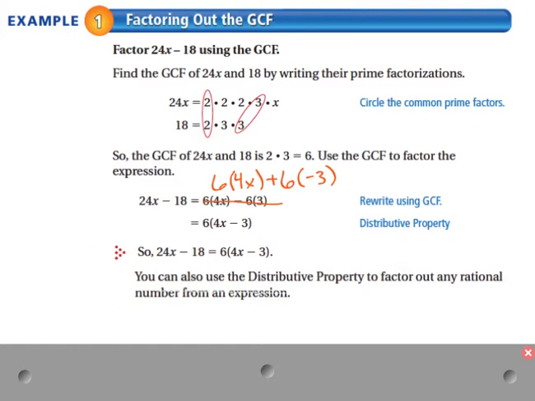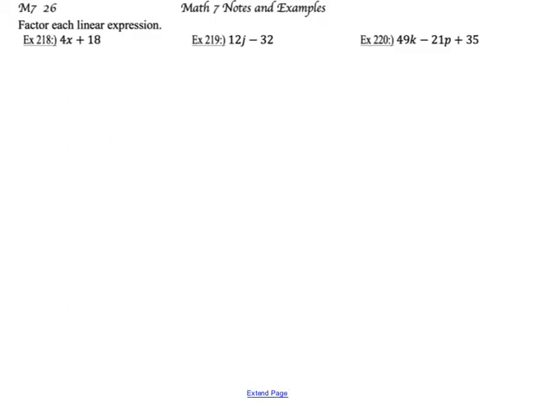You can also use the distributive property to factor out any rational number from the expression. And we're going to see examples of that a little bit later in today's lesson. So doing the examples on page 26 in your notes, example 2, 4x plus 18. All right, biggest number that goes into 4 and into 18 is 2. So I'm going to factor out a 2.